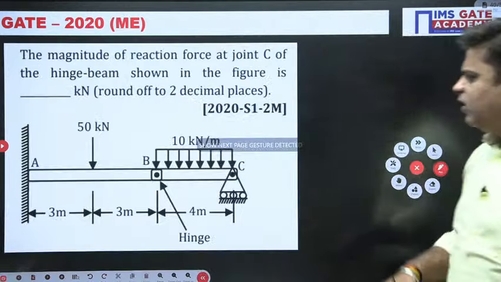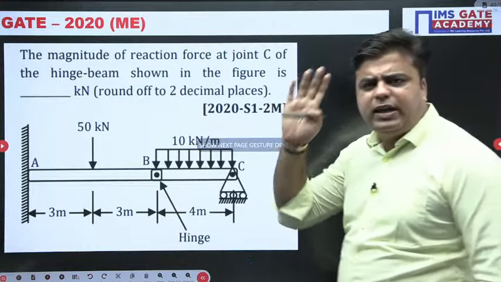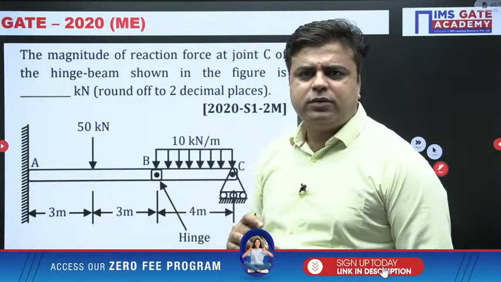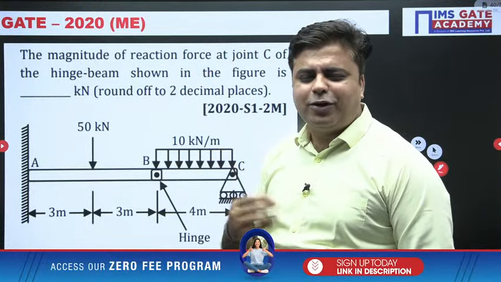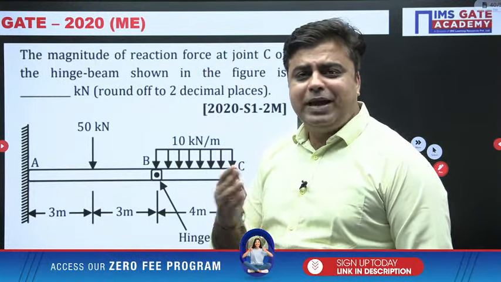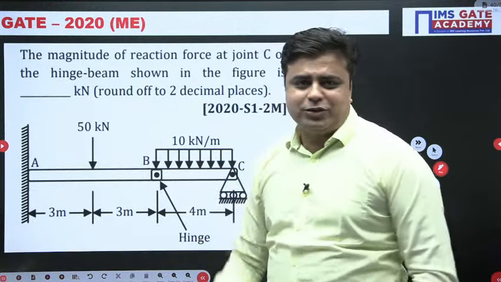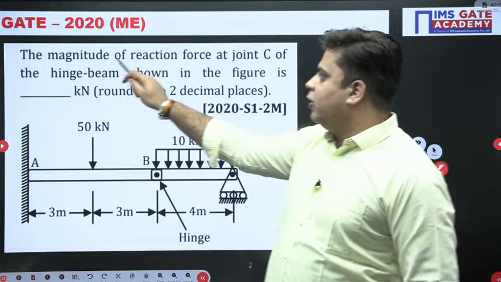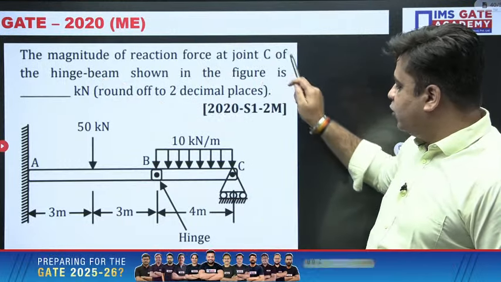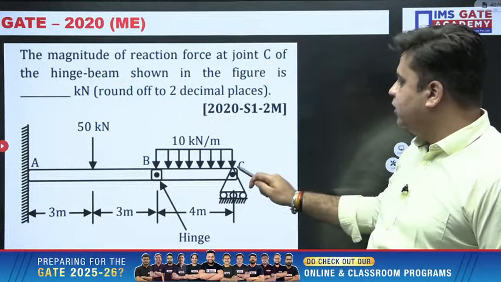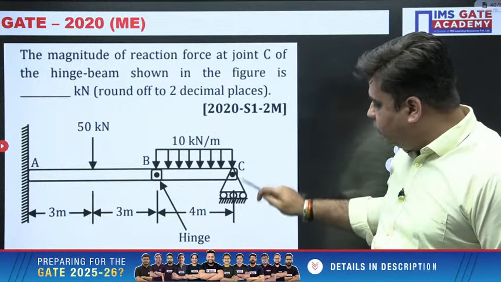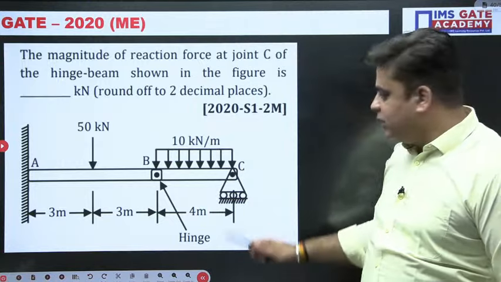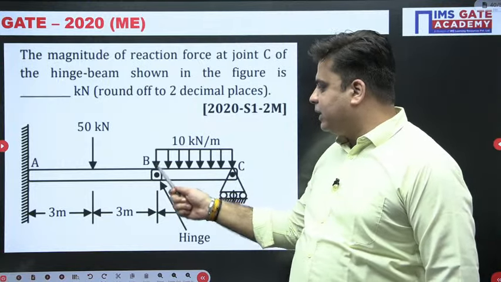Chalo. One of the favorite varieties of question in mechanical and civil, asked hundreds of times. Hundreds means many times, not literally hundreds of times. Many times they have asked this question. It says the magnitude of reaction force at joint C, this is your roller support, they are asking how much the support reaction will be here. And for this beam, an internal hinge is present at B.